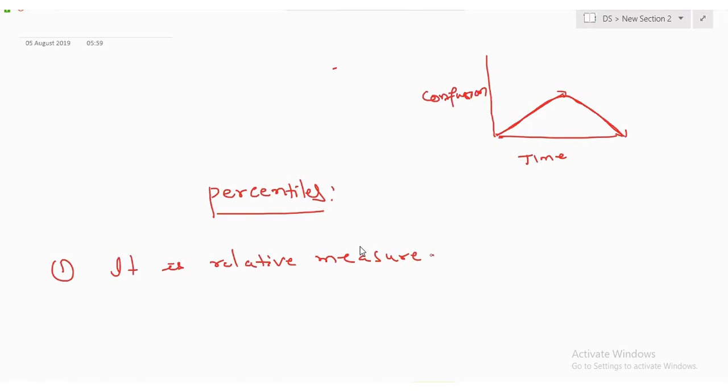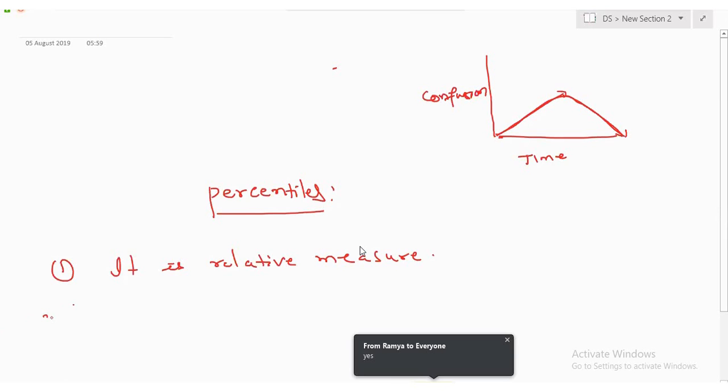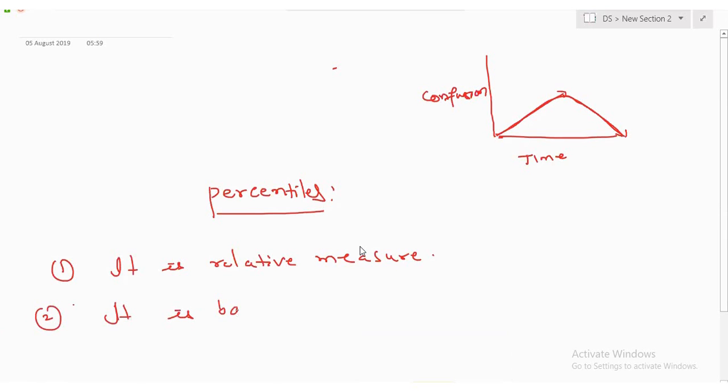So percentile is also relative. What is the meaning of relative? We will get into the depth, don't worry about it. And second, it is based on ranking. So whenever we say relative, means what? Ranking only? Yes or no? So it is a relative measure and it is based on the ranking.